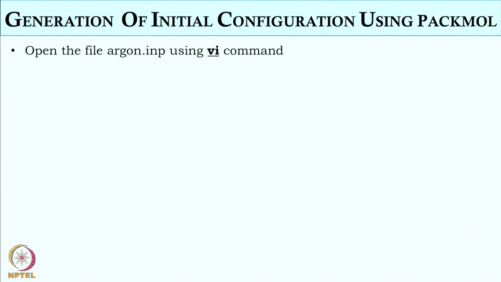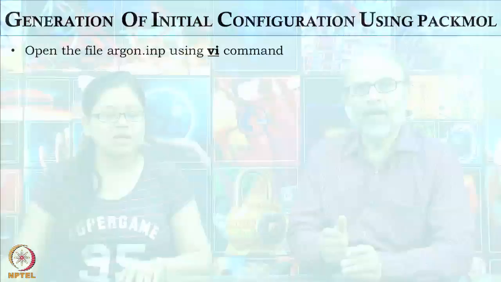Okay. So now to generate the initial configuration using PACKMOL, we have to have an INP file where we will specify the box length, or which kind of box we are going to use in simulation, what is the coordinate of the box, how many molecules of liquid argon have to be there, what is the name of the output file and all that. Even if there is no INP file to begin with, you can create a new file argon.inp using the vi command. We can also download examples from the PACKMOL site, which are freely available. They have commented each and every line, like which line stands for what.